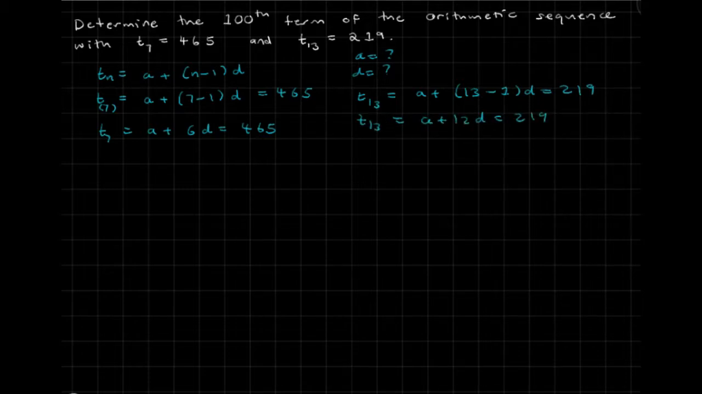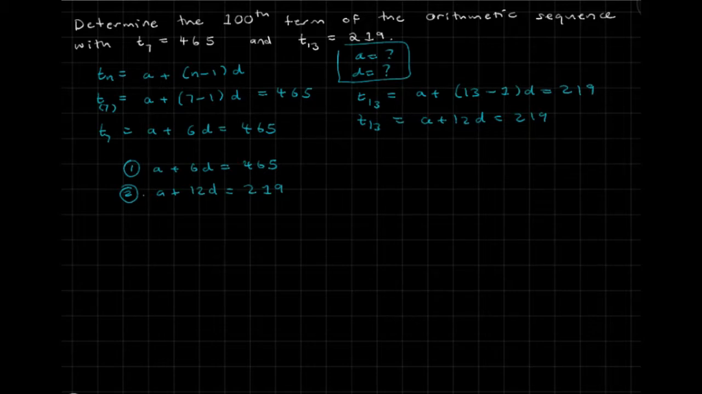Now you can notice that you have a series of two equations. The first equation is a plus 6d is equal to 465. The second equation is a plus 12d is equal to 219. Now, using the system of equations, we can actually solve for a and d.